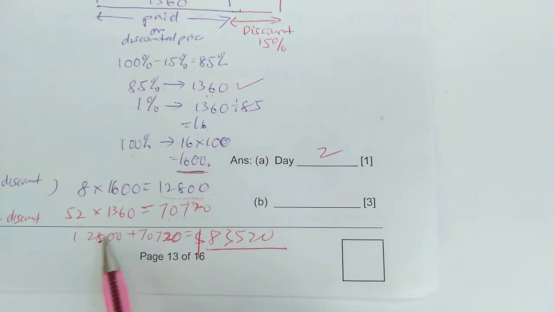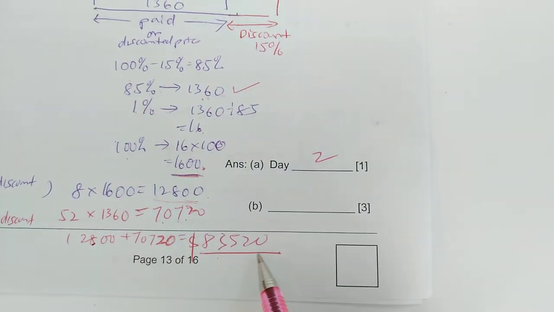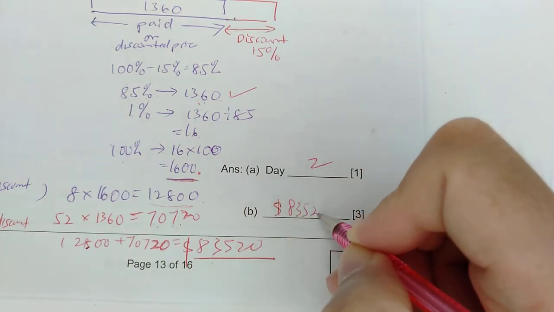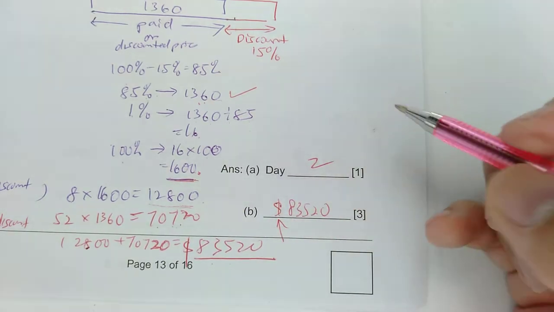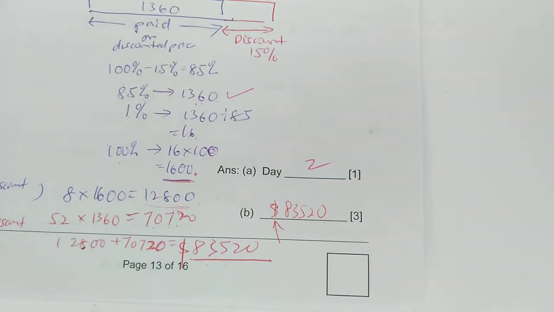Well, you add up these two figures and you have $83,520. Don't forget the units. If you forget the units, your marks will be deducted because we won't know what this number represents. Let's go to the next question.